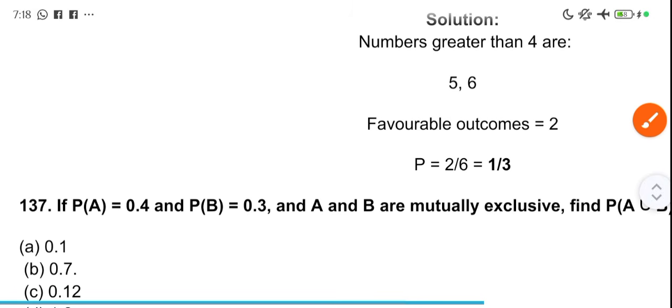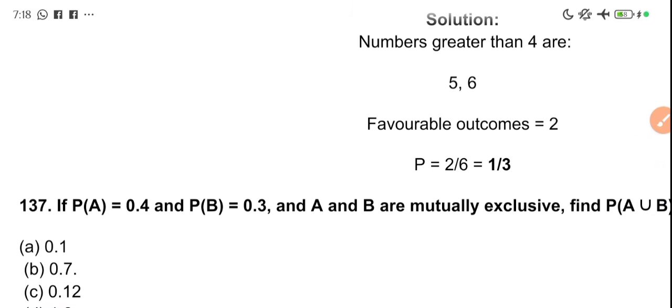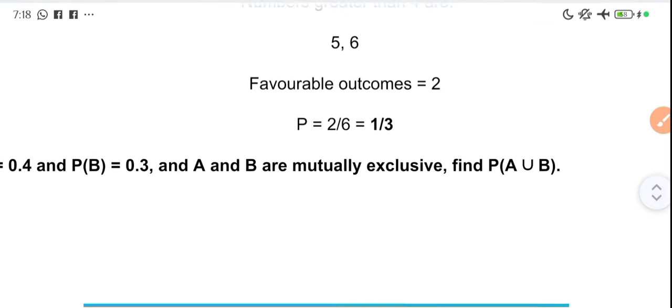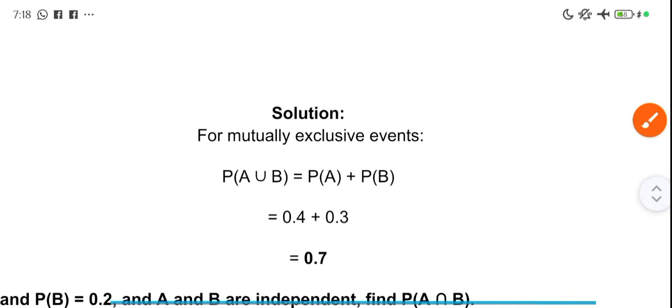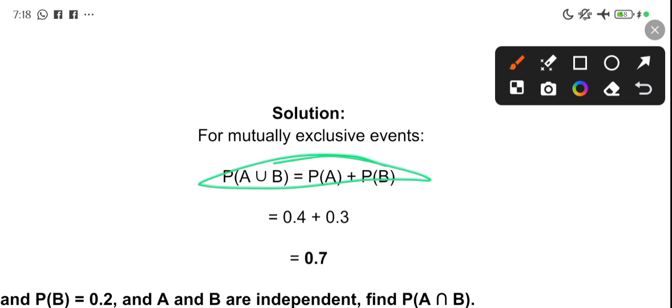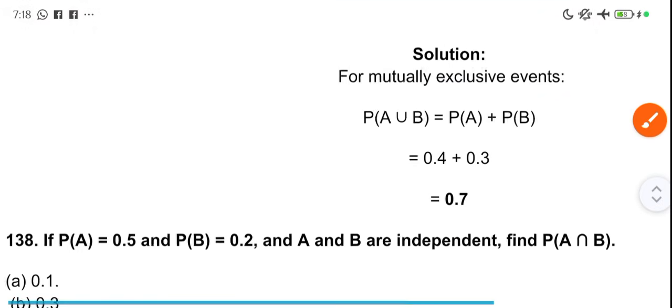Okay, now this is what you're most likely to come across. These kinds of questions are very easy once you know the formula, then you're good to go. That is why you must know the formula. So you have probability of A is 0.4, probability of B is 0.3, and A and B are mutually exclusive. Find this. All you need to do is just input your formulas. This is the formula here. So 0.4 plus 0.3 is 0.7, as straightforward as that. Then you pick your answer and you move to the next question.